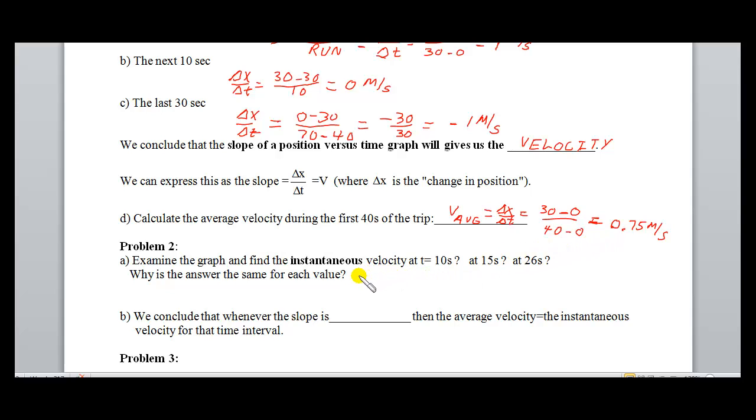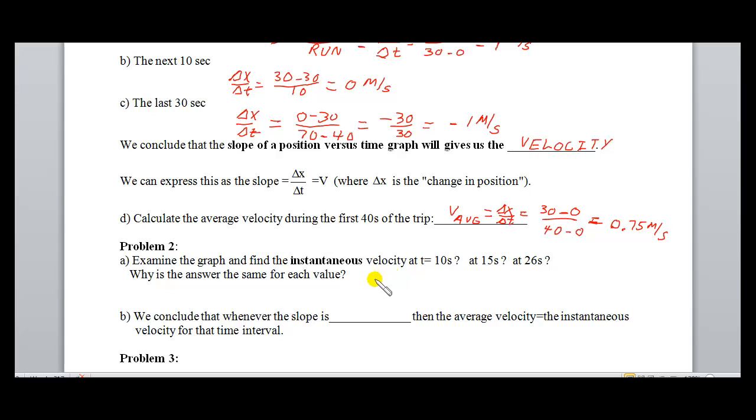Now, I want you to examine the graph and find the instantaneous velocity at t equals 10 seconds, 15 seconds, and at 26 seconds. Now, by instantaneous velocity, we mean velocity at a particular instant in time. For example, if you're in your automobile and you look at your speedometer and it reads 30 miles per hour, that is your instantaneous velocity. Of course, it doesn't stay that way for a very long period of time.